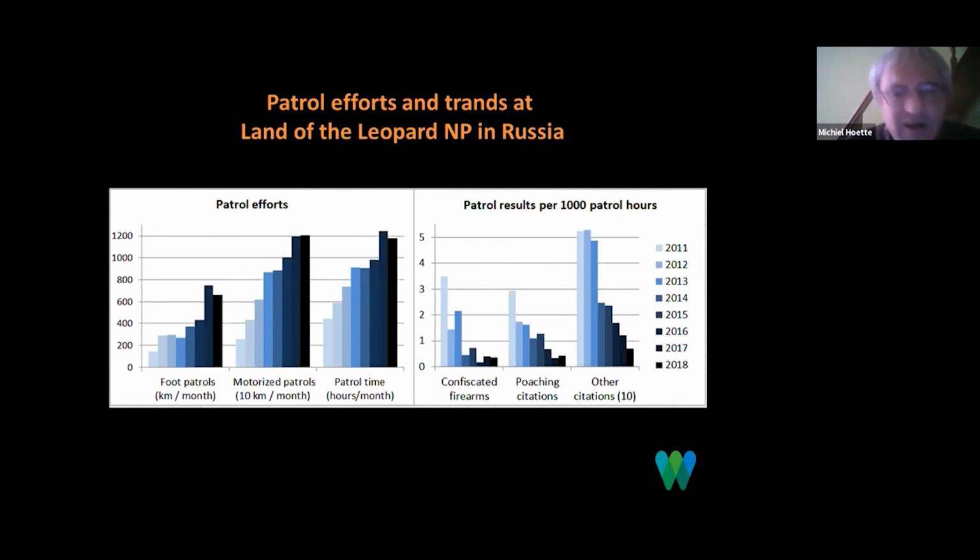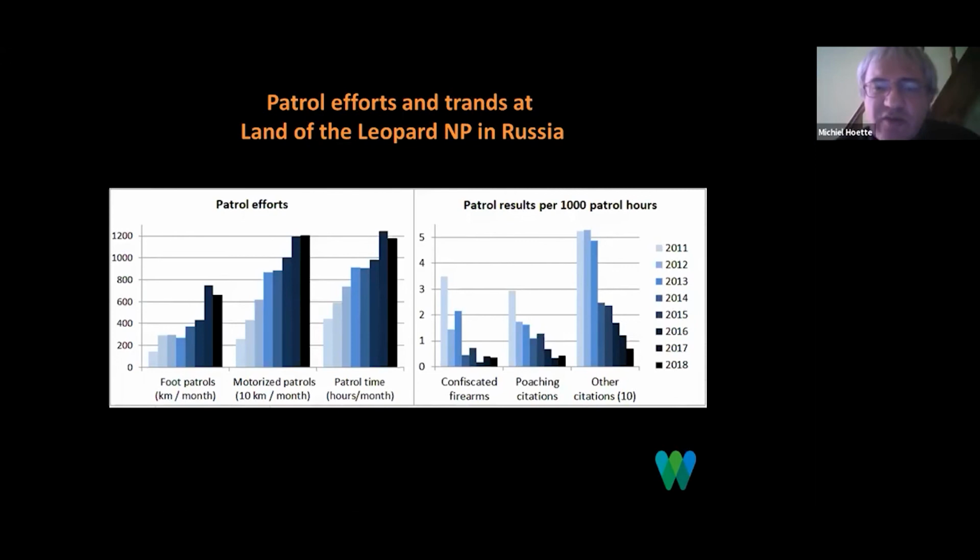And then we saw a kind of collapse in the patrol results. Although the quality went up, the volume went down. The picture on the left shows only the volume, but also the quality went up in the sense that more night patrols were conducted, the coverage of the protected area improved, etc.